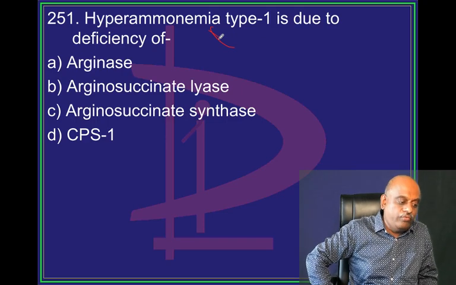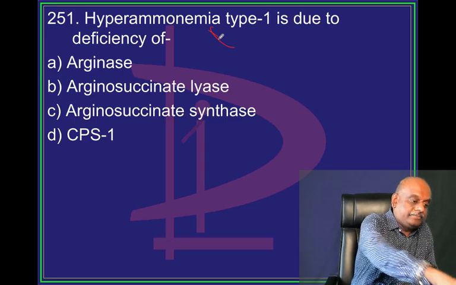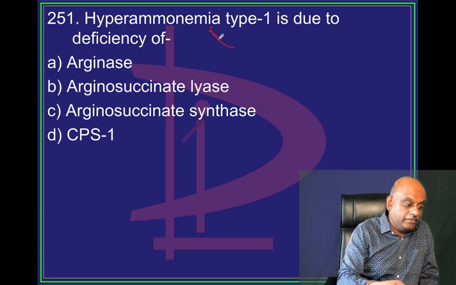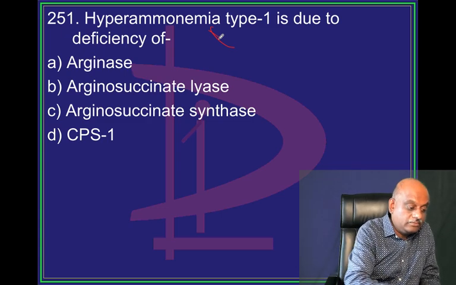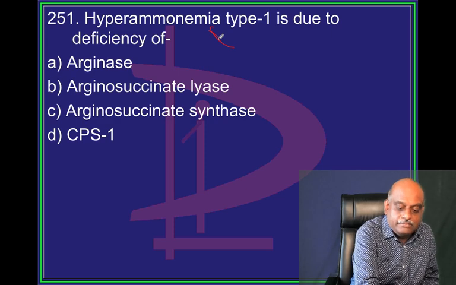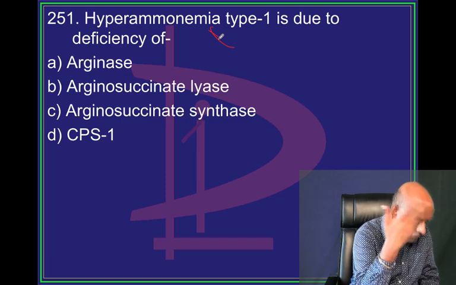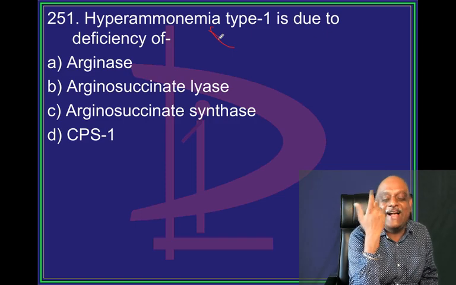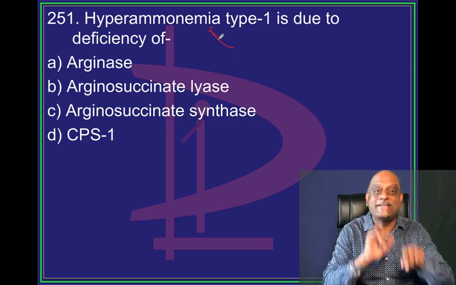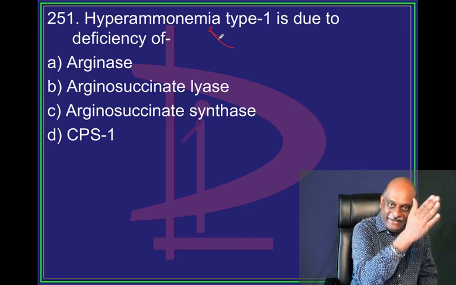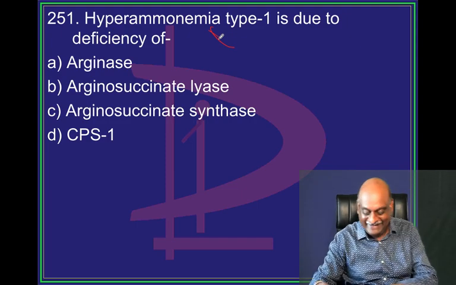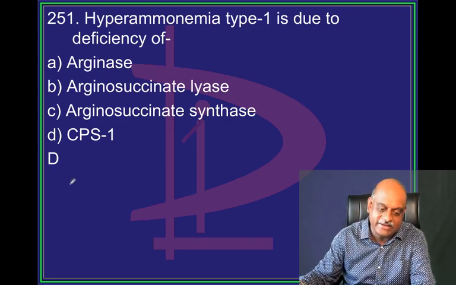Question number 251. Punch your answer, doctor. Yes. Vishnu Priya proposes carbamyl phosphate synthase 1. Everybody else, please punch your answer. These days we have become so used to it, we are looking for the smartphone to see where to punch. Brother, YouTube chat also is a good place for punching, right? Yes. So doctor, it is CPS1. Very good.